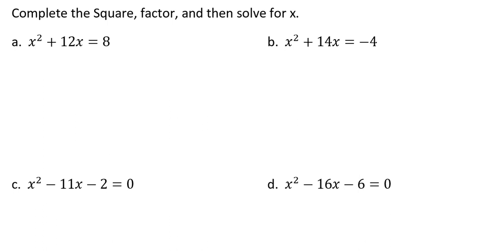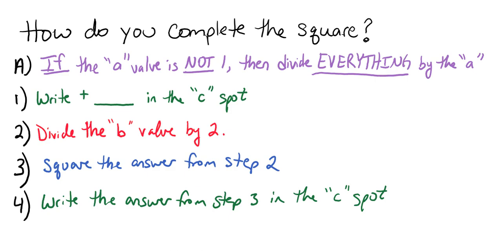In this video, we're going to be completing the square, factoring, and then solving for x. Let's refresh our memories on what the steps are for completing the square. If we have an a value that is not 1, then as a pre-step you need to divide everything by the a, or factor it out.